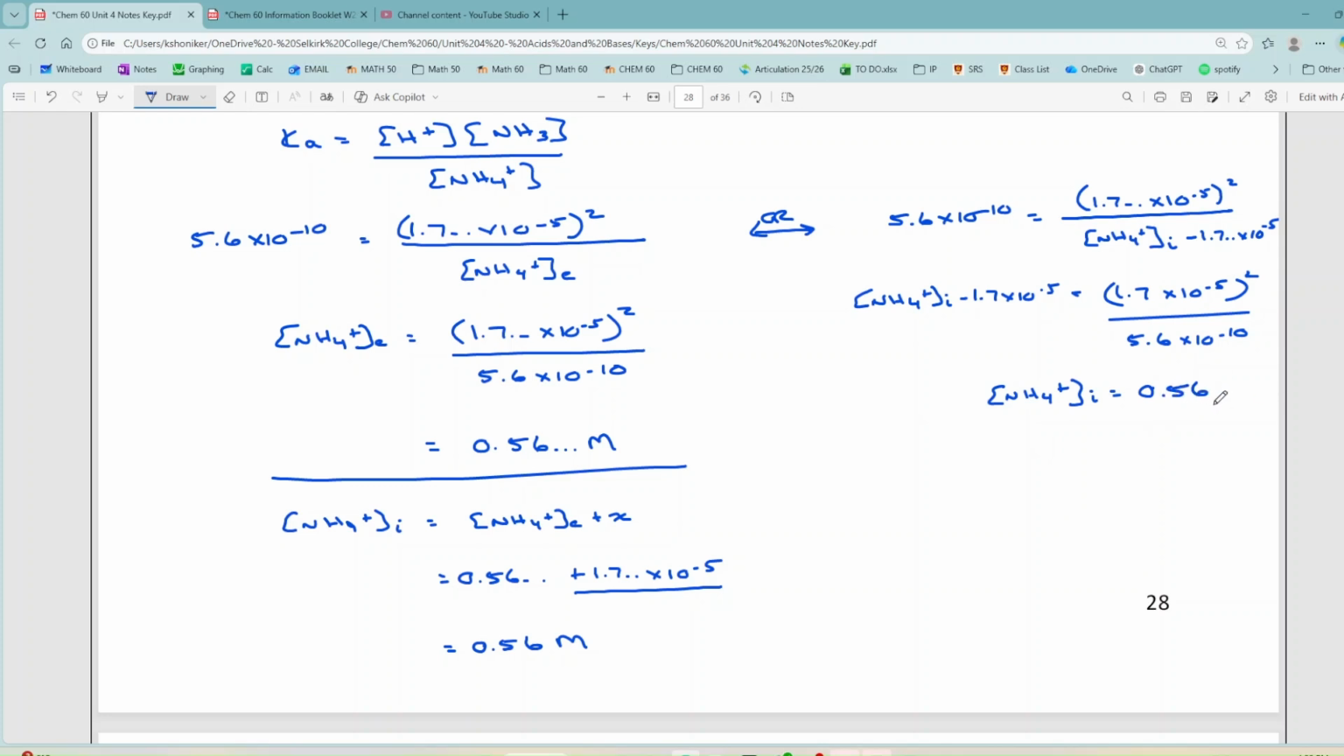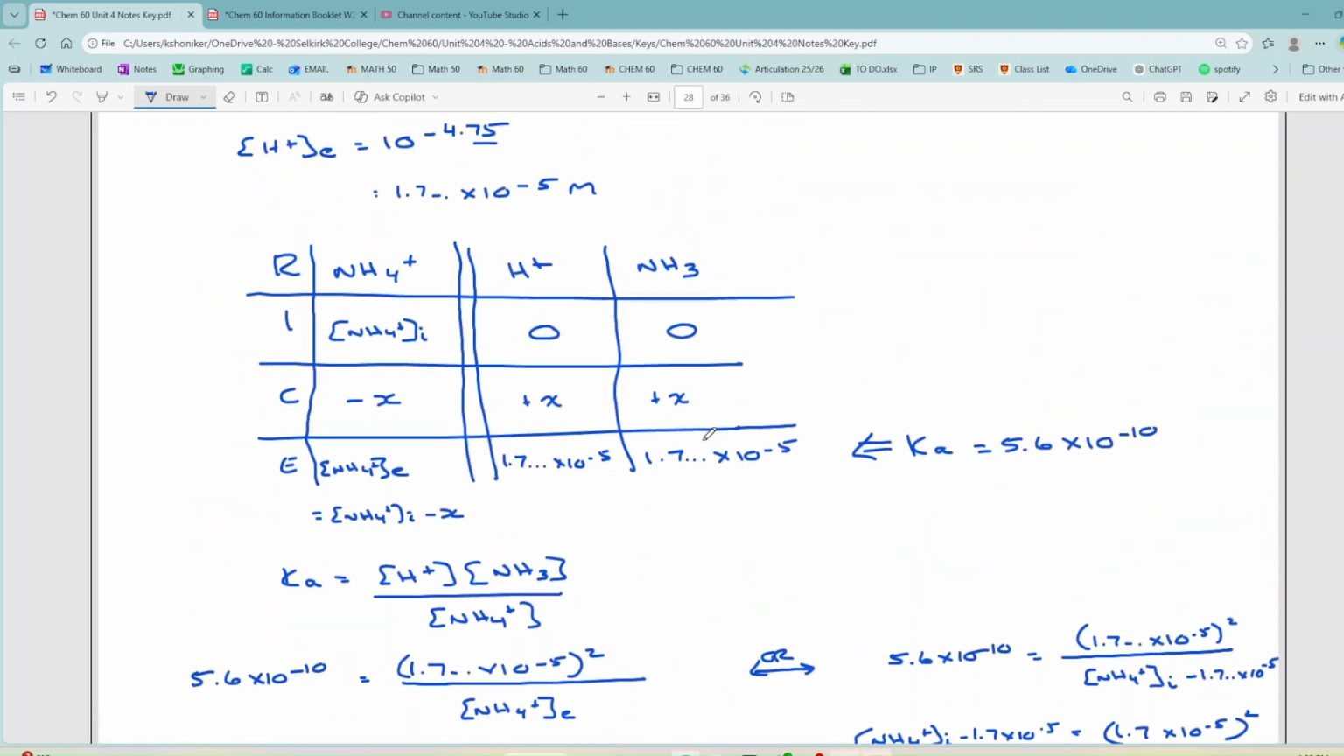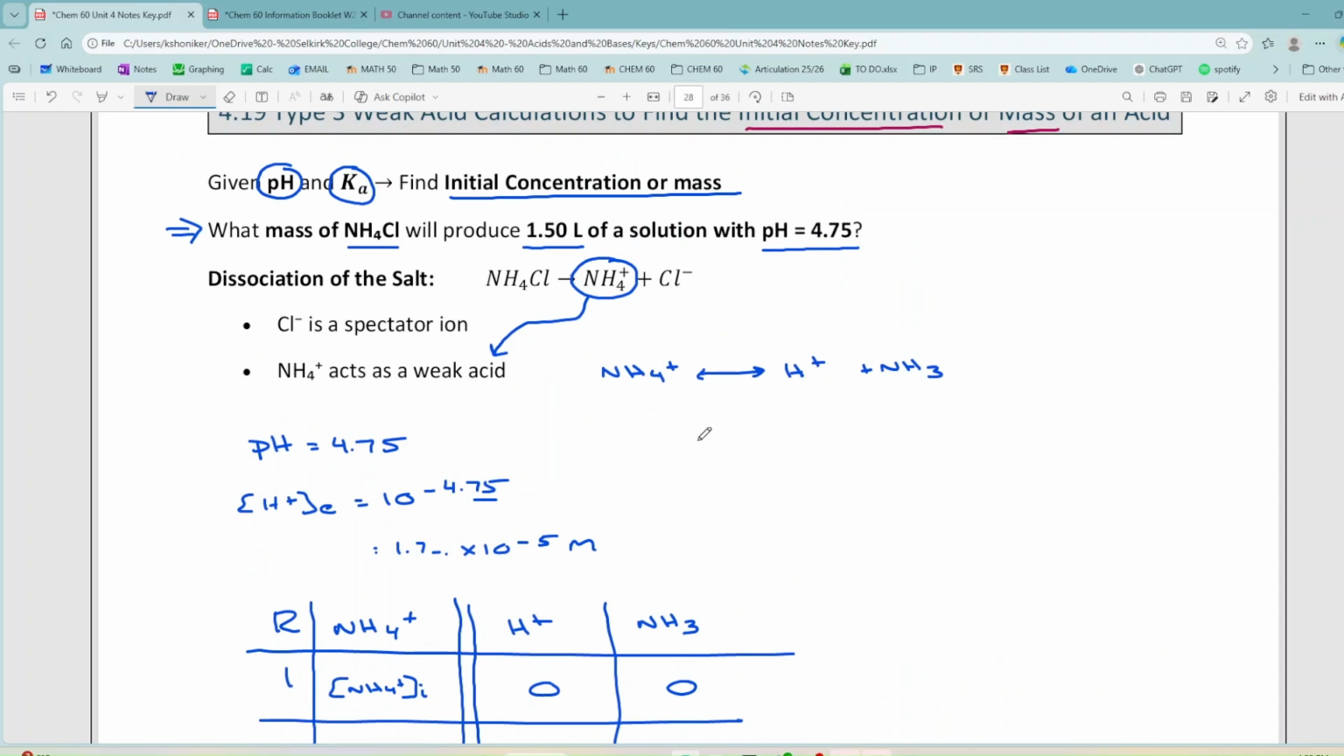I'd say the downside of that is that you didn't see that negligible piece, which I thought was really kind of cool. But, kicker, this isn't what they wanted. They didn't want the initial concentration of ammonium. They wanted the initial mass of ammonium chloride. Whew.